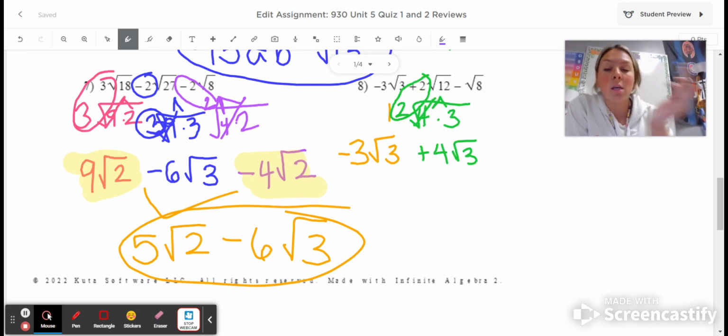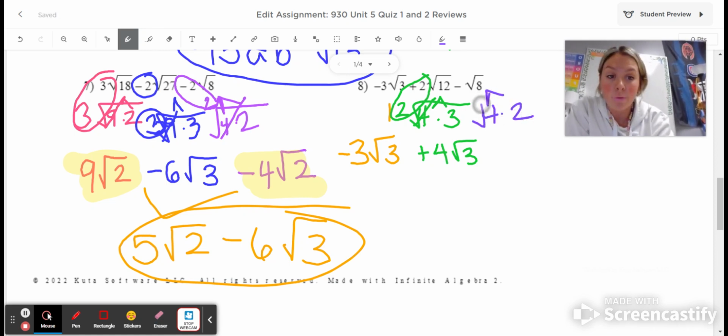The last one is minus the square root of 8. You're going to start seeing a lot of these and you're going to start memorizing them, right? They're going to become more familiar. We just did the square root of 8 on the last one. So I know 8 can be multiplied or divided by 4 times 2. The square root of 4 is 2. So I have minus 2 square root 2.